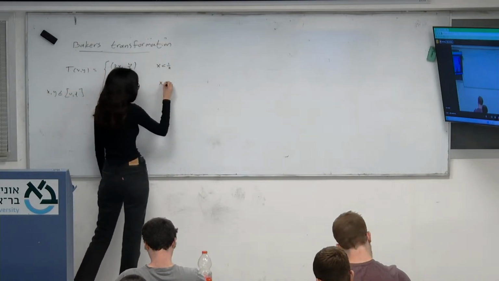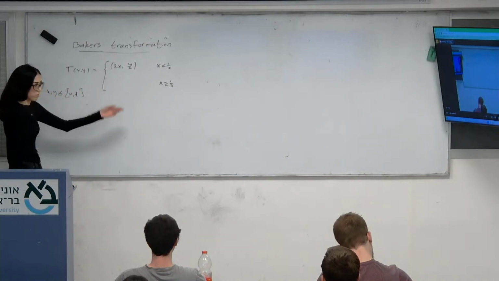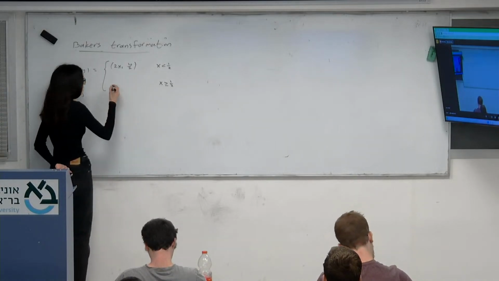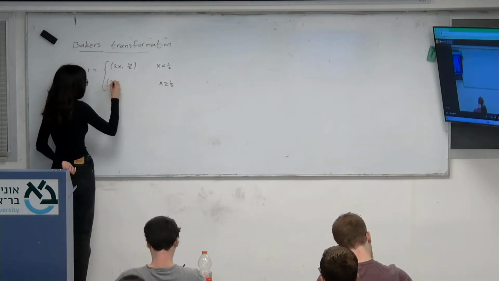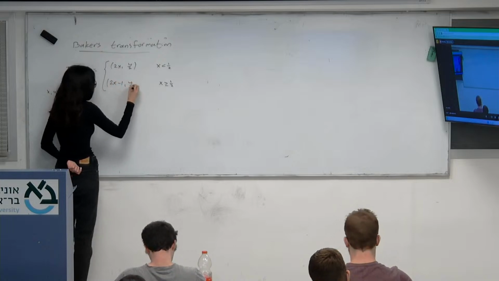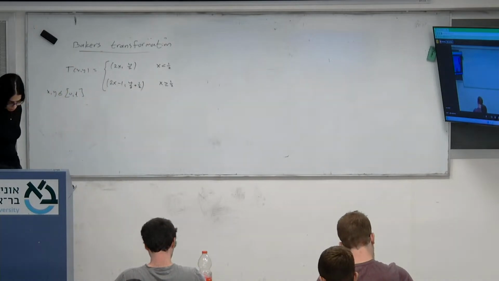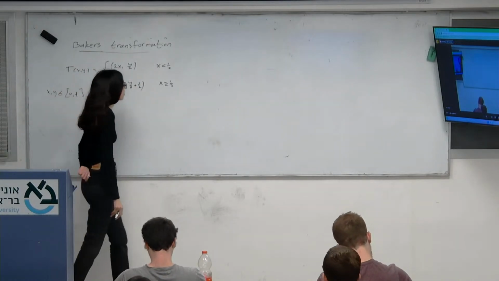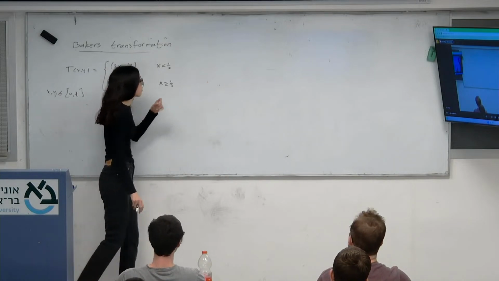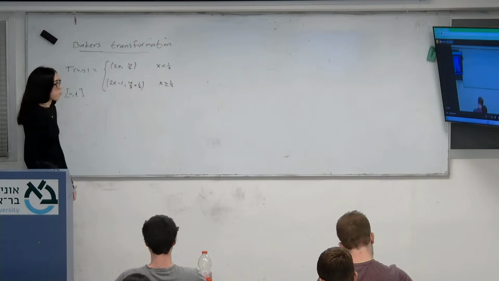And if x is larger or equal to half, define it in any way you want, you have 2x minus 1 and y over 2 plus half. So you don't have any condition on y? No.